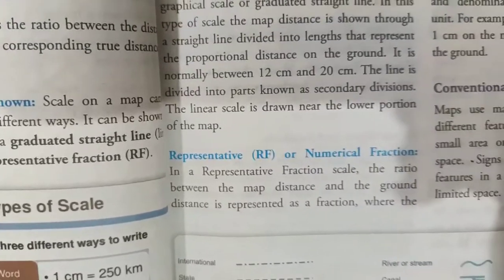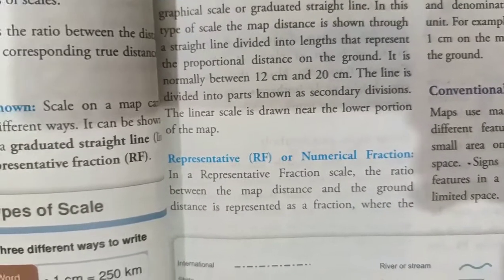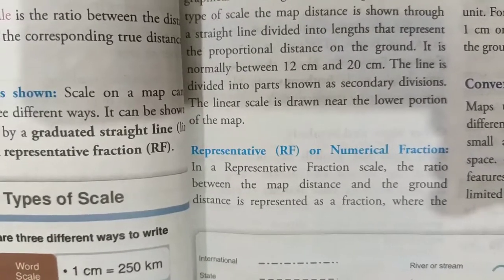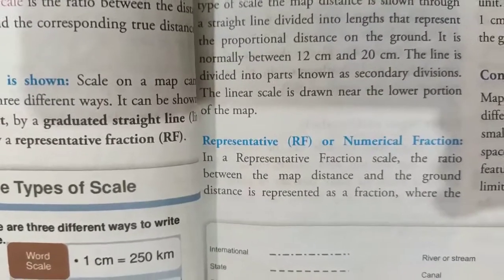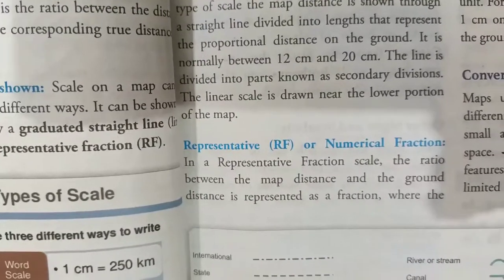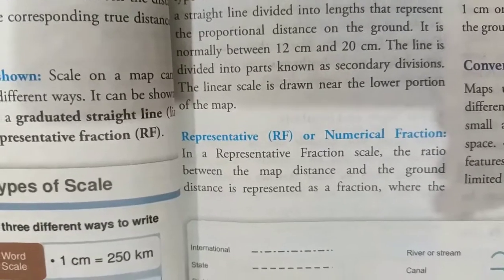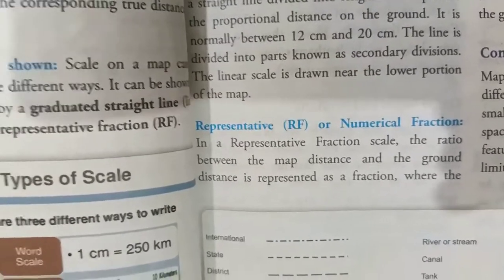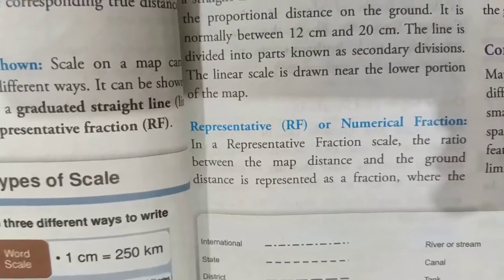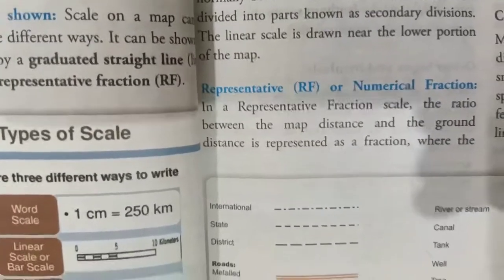Now children, this scale is normally between 12 centimeter and 20 centimeter. This line is already divided into parts, and these parts are known as secondary divisions. Okay, the linear scale is drawn usually at the lower portion of the map.